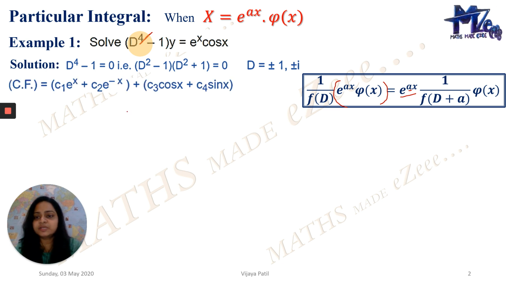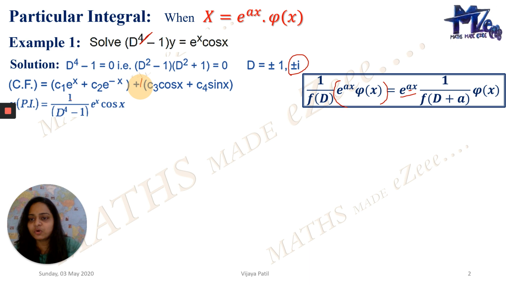So what is the complementary function? The complementary function, or CF, could be C1 e to the power x plus C2 e to the power minus x plus, now this other one is a pair of complex numbers. If you observe here, e to the power 0 will come over here and that will give you 1, because here alpha is equal to 0 and beta is 1. And therefore C3 cos of x, plus C4 sin of x.